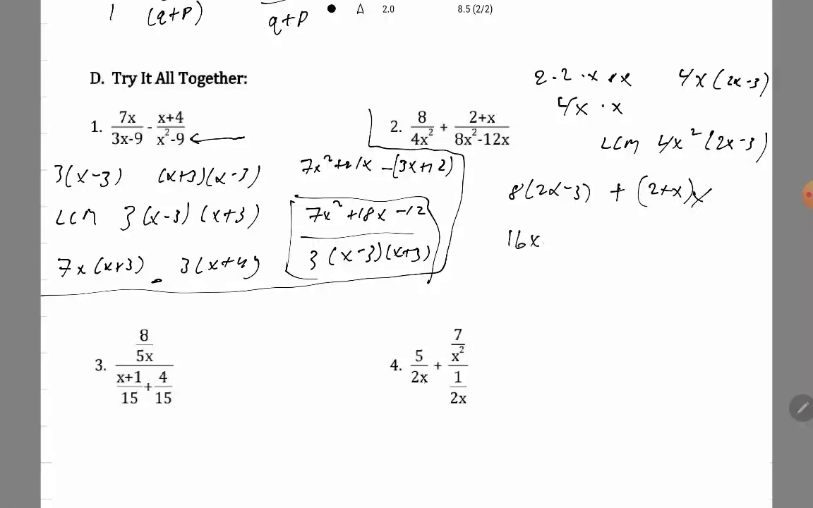So this will be 16x minus 24. Plus x squared plus 2x. Rearrange it and simplify. So this will be x squared plus 18x minus 24 over our new 4x squared times 2x minus 3. And this is a 24.